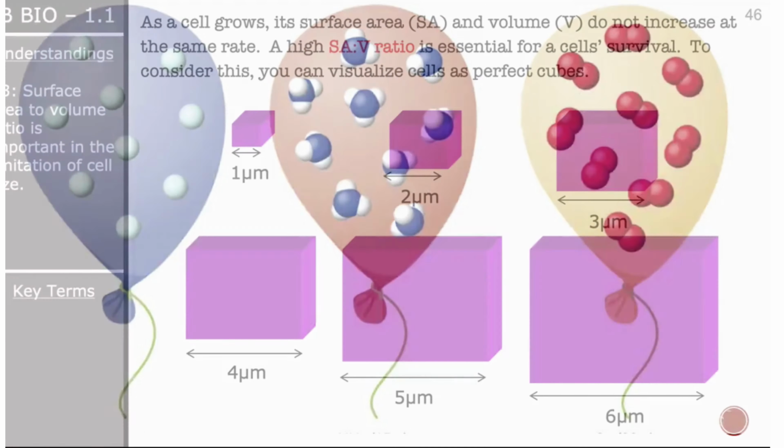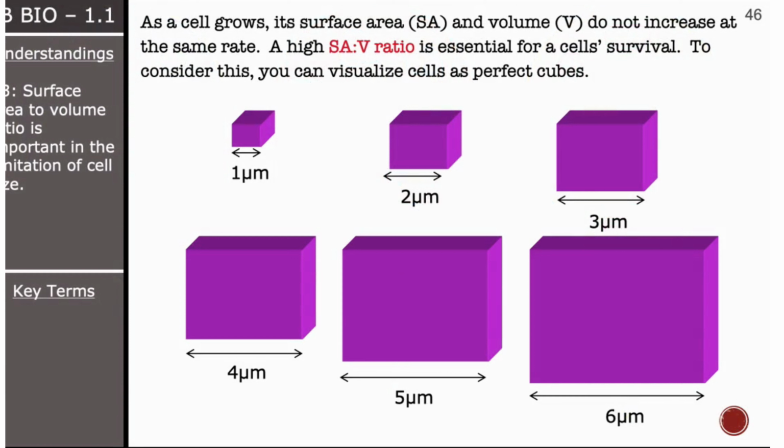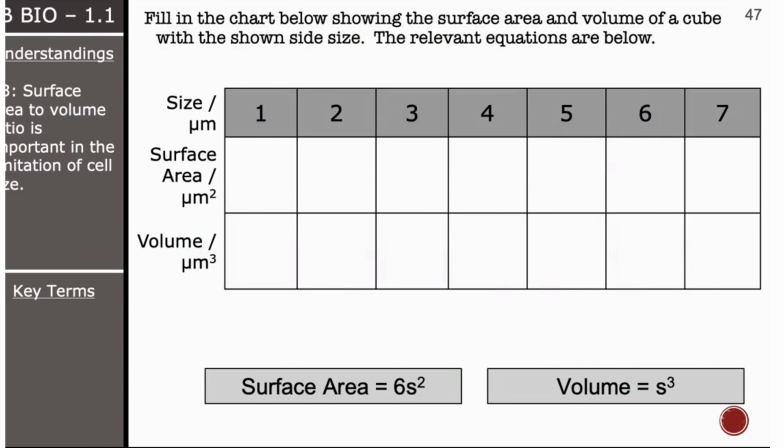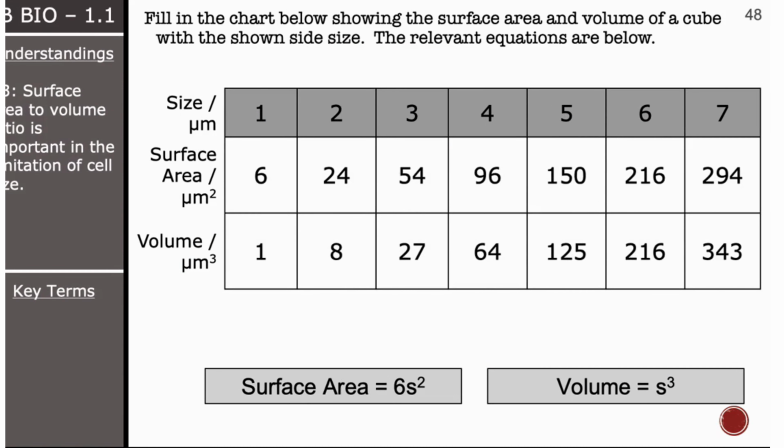Their surface area and volume ratio should be proportional to each other. That is the essential part for cell survival, as you see here. We're going to fill the chart below with the cell size, surface area, and volume. For example, imagine that the cell has a side of 1 micrometer. Its surface area is 6 square micrometers, and the volume is 1 cubic micrometer.